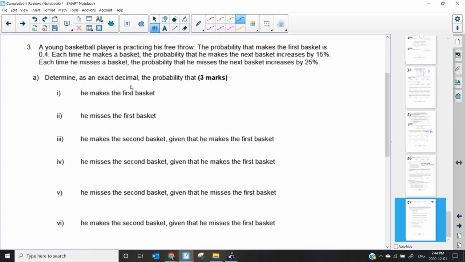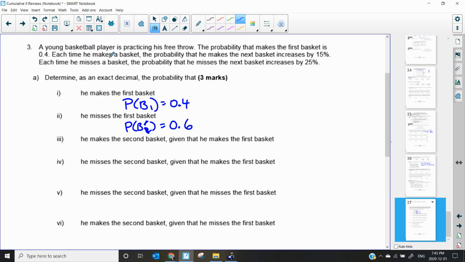All right, quite often you're going to be making tree diagrams when we're solving these problems. So I'll take you through this question here. We've got a young basketball player practicing his free throw. The probability that he makes the first basket is 0.4. So the probability that he makes the basket is 0.4. And that means the probability that he misses the basket is 0.6.